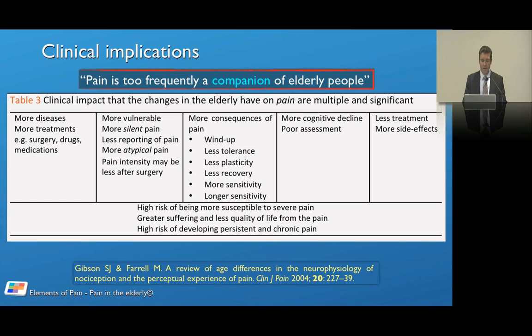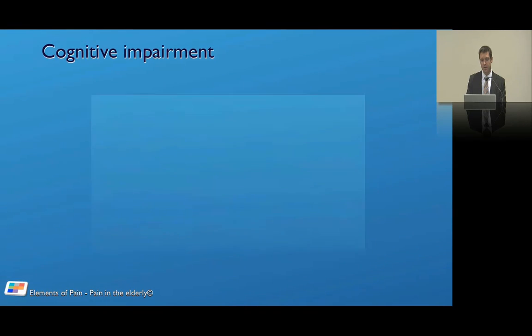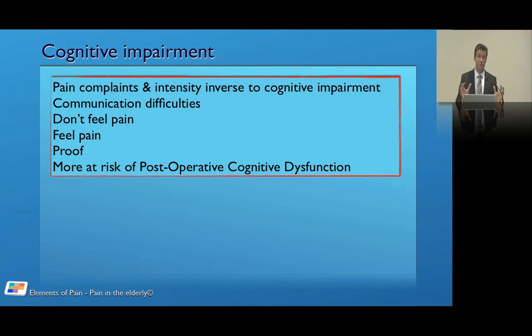So really, there's a high risk of being more susceptible to severe pain. There's greater suffering and less quality of life from the pain. And there's a higher risk of developing persistent and chronic pain. That's important. So cognitive impairment, let's just spend a few moments thinking about cognitive impairment.